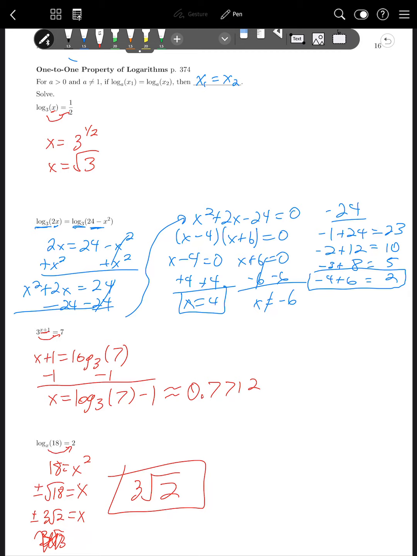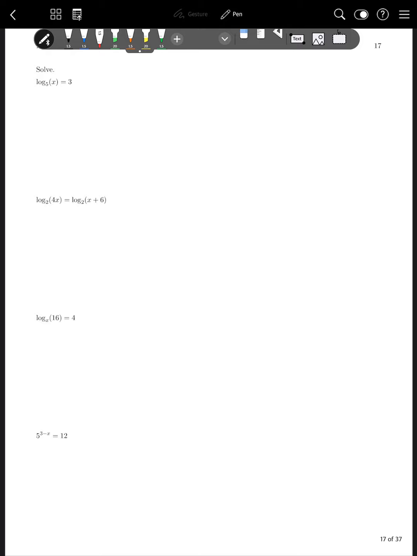Okay, so now go ahead, flip over to the next page, pause the video, and take a try at these. And then when you hit play, we'll go through them together.